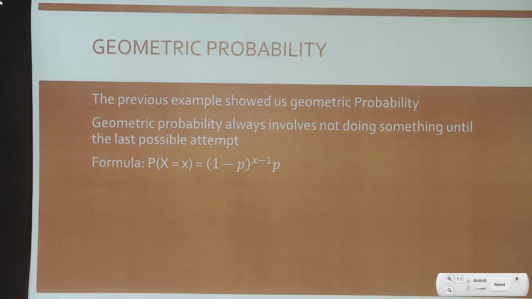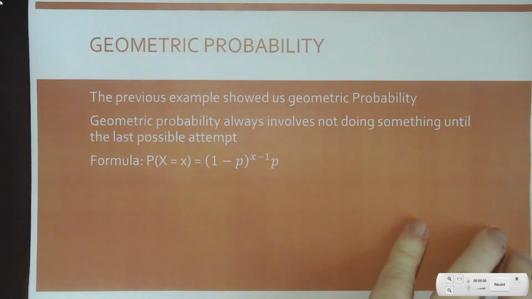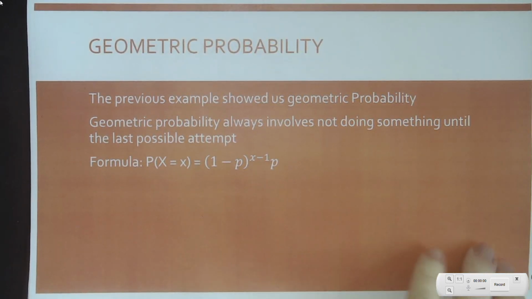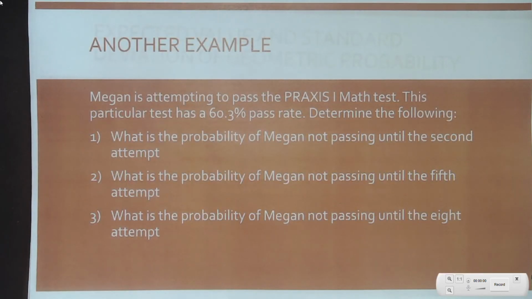Basically, it always involves not doing something until the last possible attempt. And the probability formula for this is (1 minus p) to the x minus 1 times p, or you can do it exactly the same way that we just did it on the previous one. But that's what geometric is. You keep failing until you succeed. Let's take a look at another example.